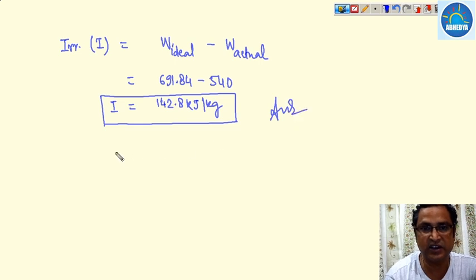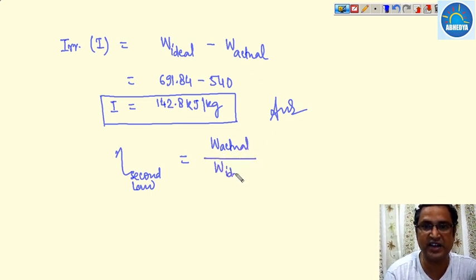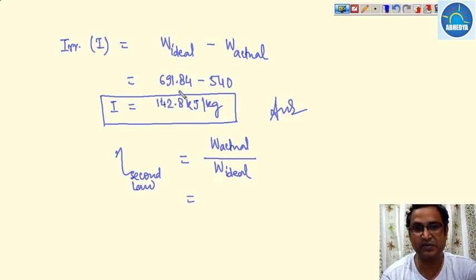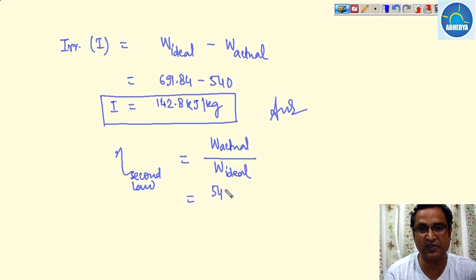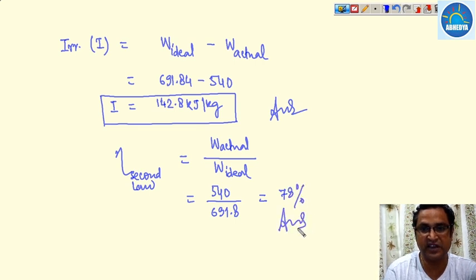And what is the second law efficiency? Second law efficiency is nothing but the actual work that has been obtained at the output divided by how much work can ideally be transferred. This is 540 divided by 691.84, so you will get the efficiency as 78%. So this is the efficiency.